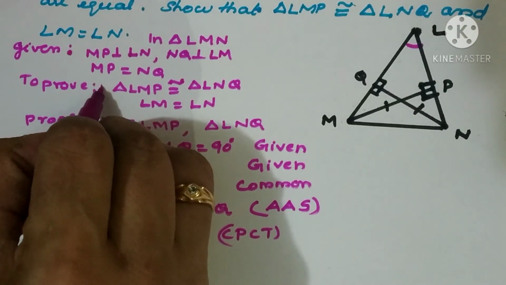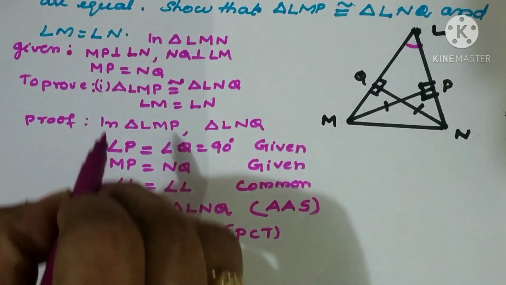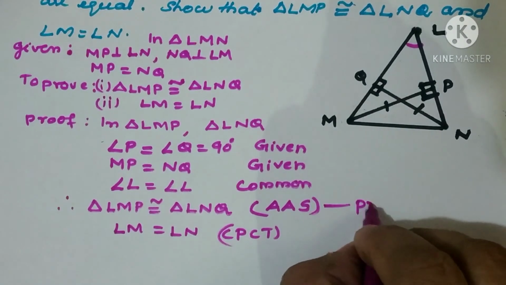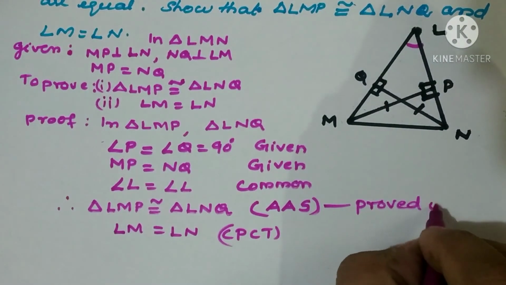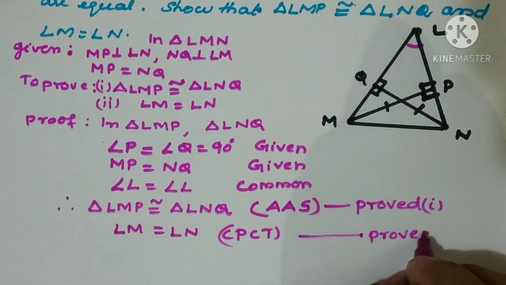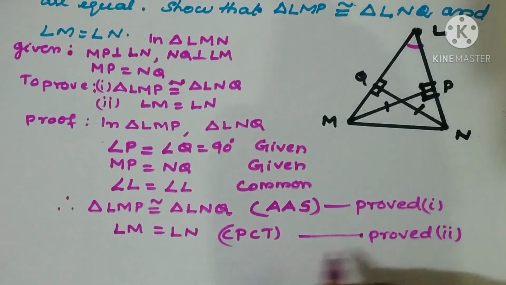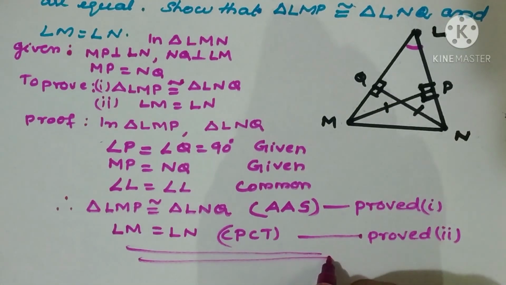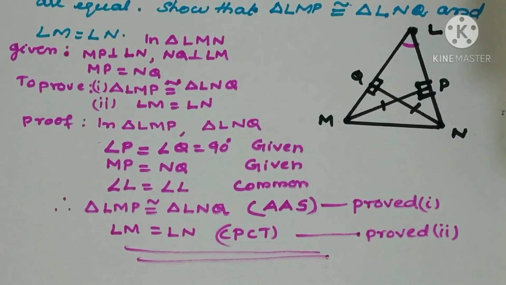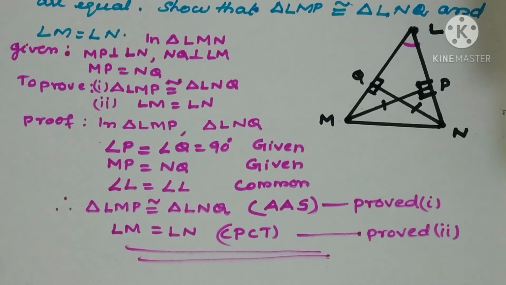So here I'll mark 1. Here I'll mark 2. So what can I write here? Proved 1. Here what can I write? Proved 2. It's a congruency based question only. Hence we have completed the 18th question. So it's an AAS criteria. With this, I am winding up today's class. Thank you.